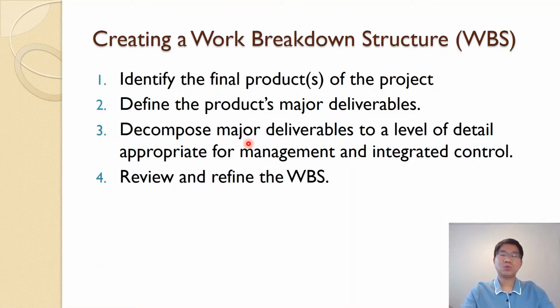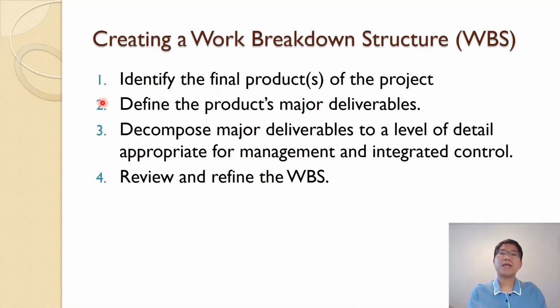So WBS, work breakdown structure. How? This is the step. Identify the final products of the project. And then that helps us define the product's major deliverables for the project. What are the major deliverables? What are the products? What are the outcomes for the project?